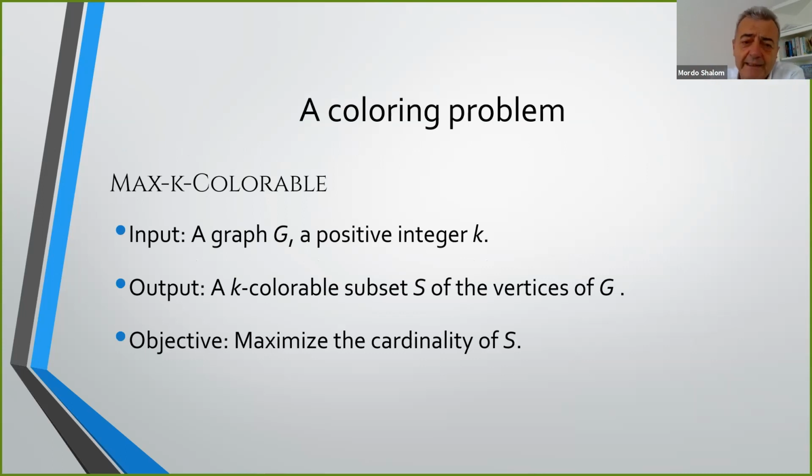One of them is a coloring problem, the maximum k-colorable subset problem. You have a graph G, a positive integer k, and the goal is to find a k-colorable subset S of the vertices of G. G may be k-colorable or not, but you want to find a subset S such that only this subset can be colored with k colors. And of course, you want to find a set that has a maximum number of vertices.